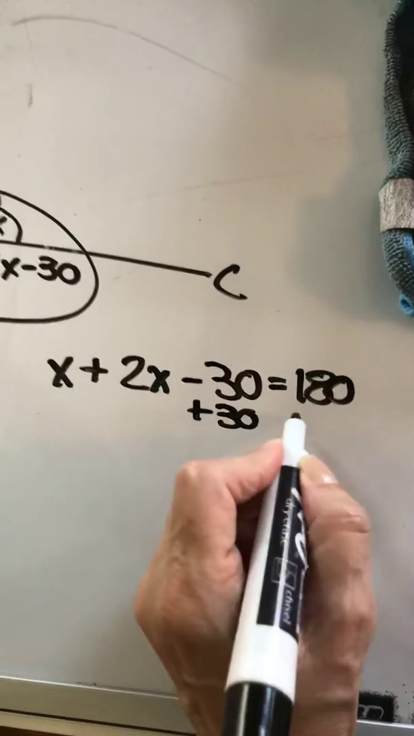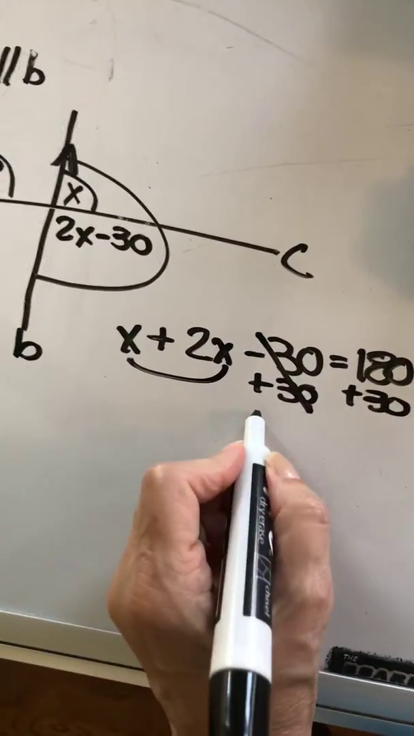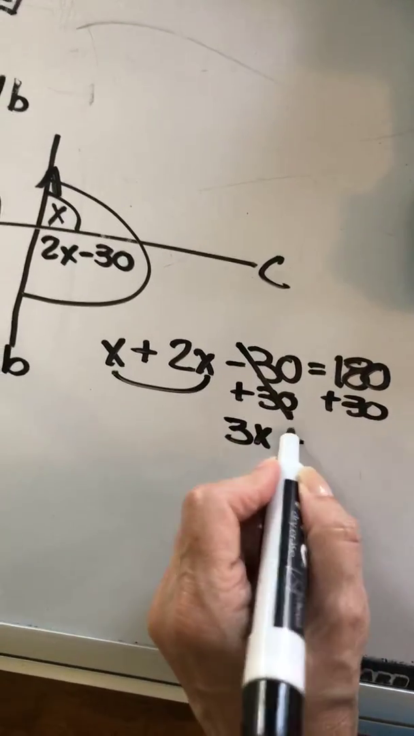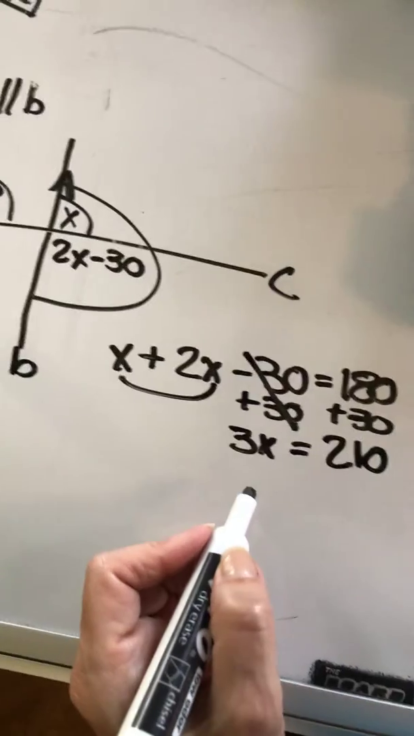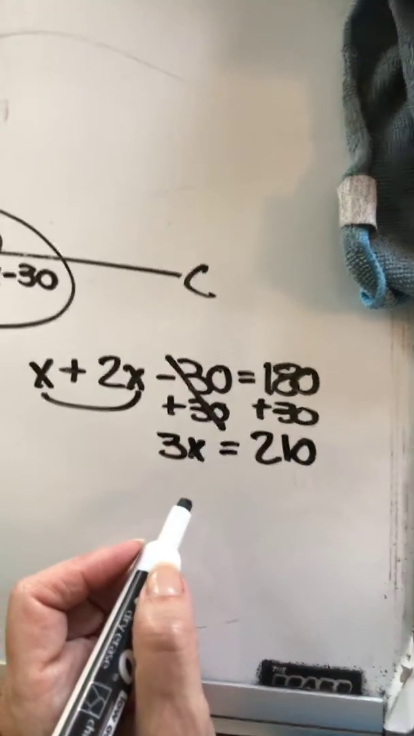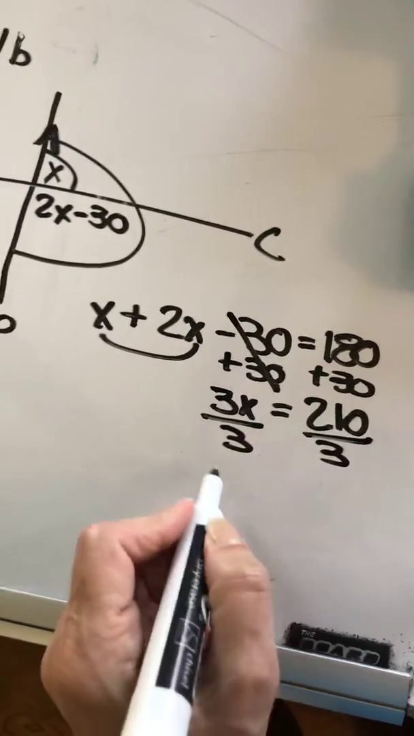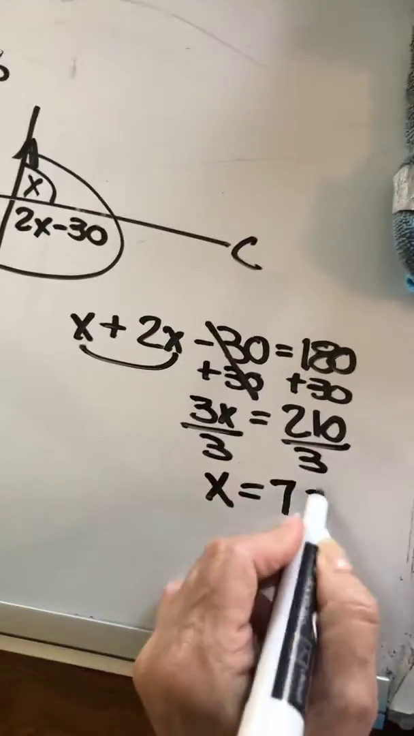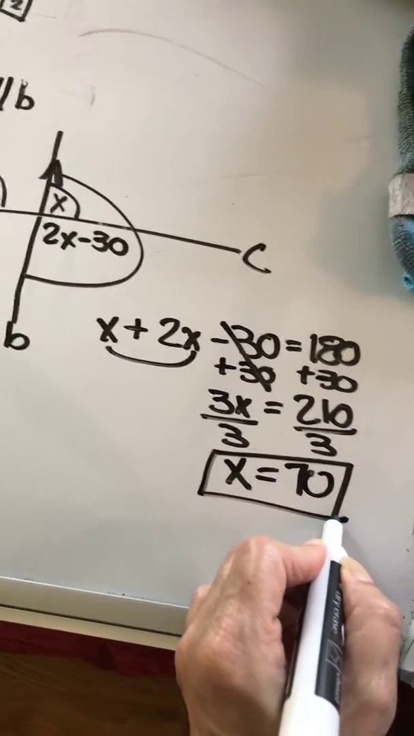Add my 30 on both sides. This is algebra. Add my like variables. That's 3x equals 210. And we're going to go ahead and solve for x. So divide it by 3. Divided by 3, x equals 70. All right? X equals 70.